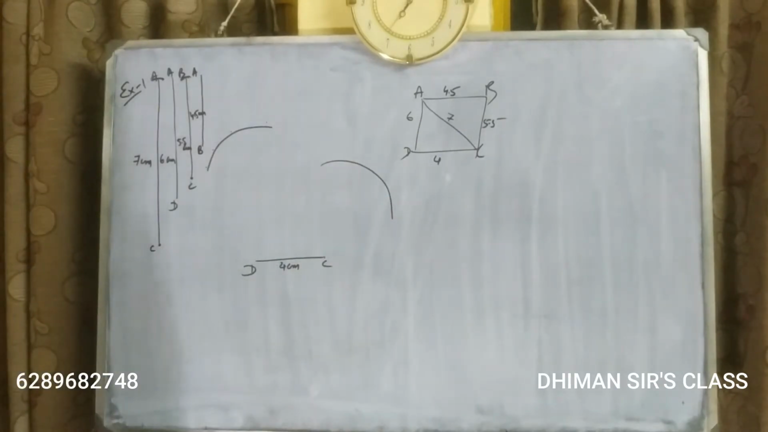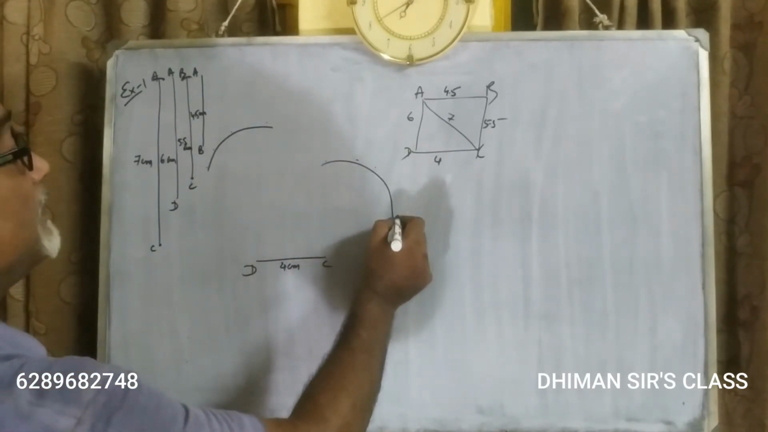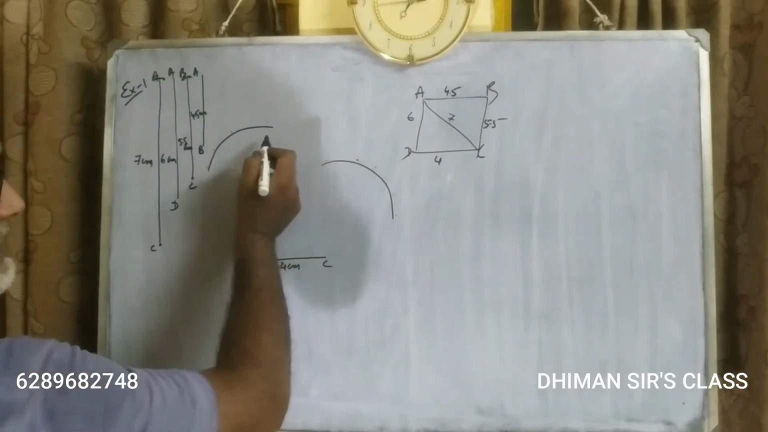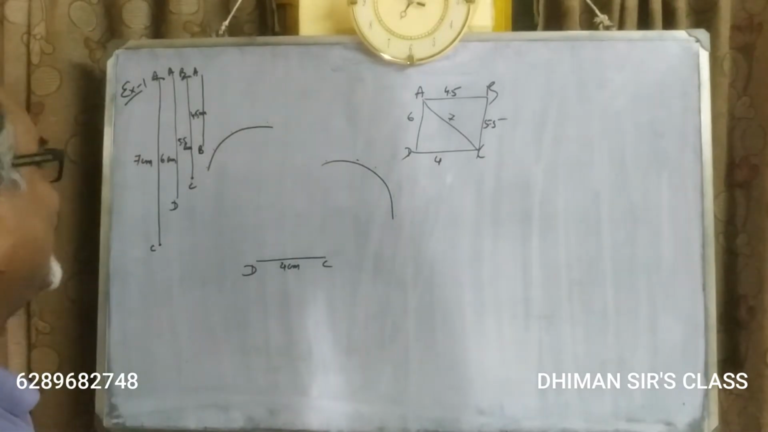B will be somewhere here like this. B may be here, B may be here, B may be anywhere. Okay. And try to draw the big arcs. Where it is going to intersect, you don't know.